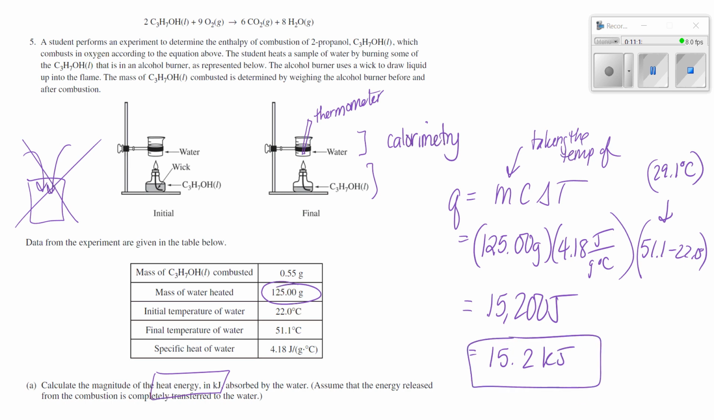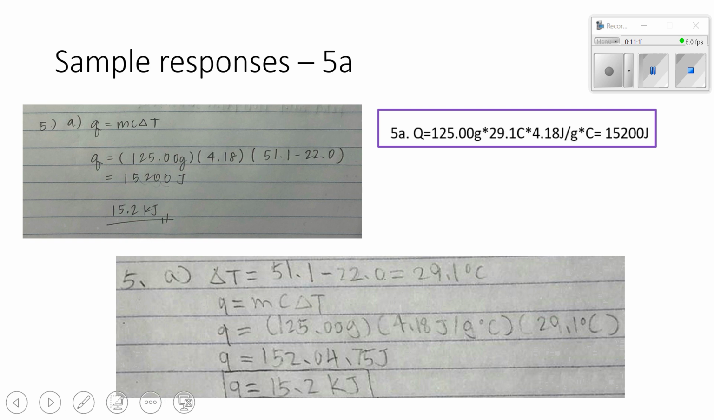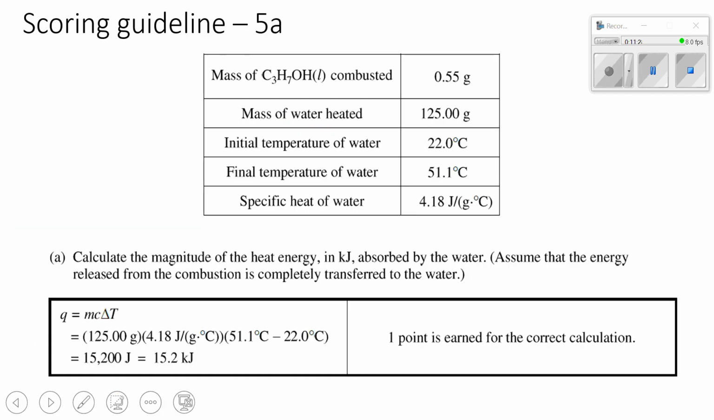And my answer should have 3 sig figs. So if we take a look at our responses, looks like we all got the same response. But some people converted to kilojoules, some people left it in joules. And let's take a look at our data set.